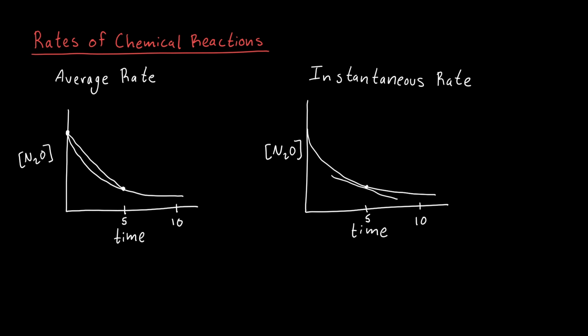And these average and instantaneous rates are related to each other. For example, if we looked at the average rate between time 0 and 10, since 5 is the midpoint of 0 and 10, the slopes will be approximately equal to each other. And if we look at the average rate between 0 and 5, the midpoint would be about 2.5, and we look at the instantaneous rate at that point, we can see that the slopes are also similar to each other.